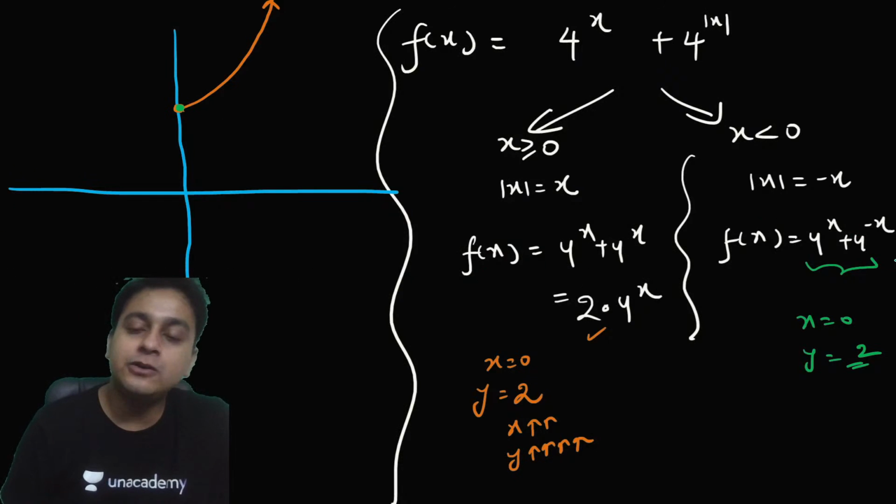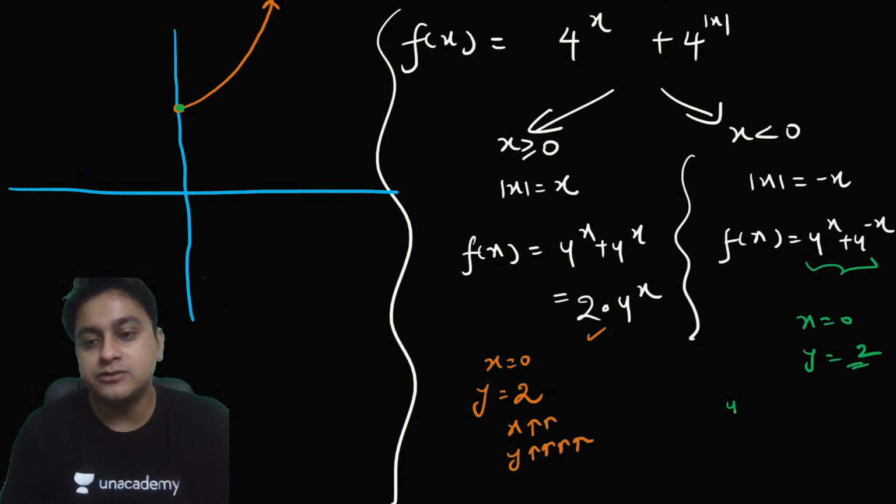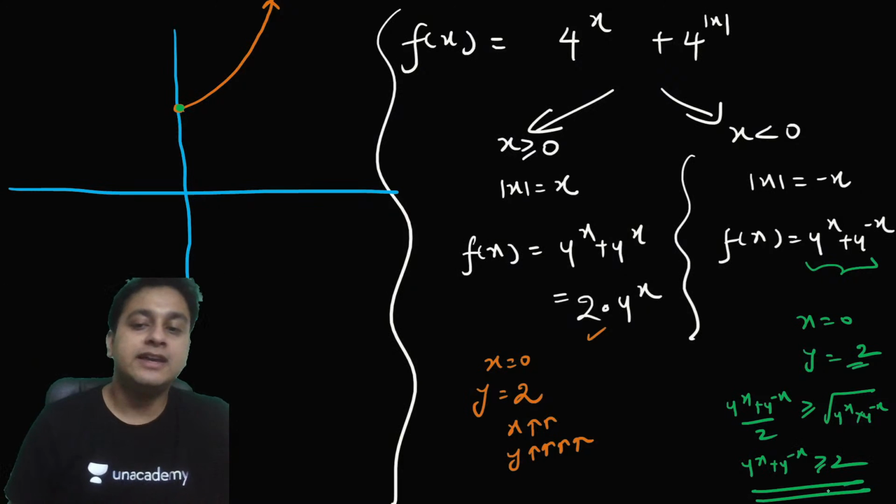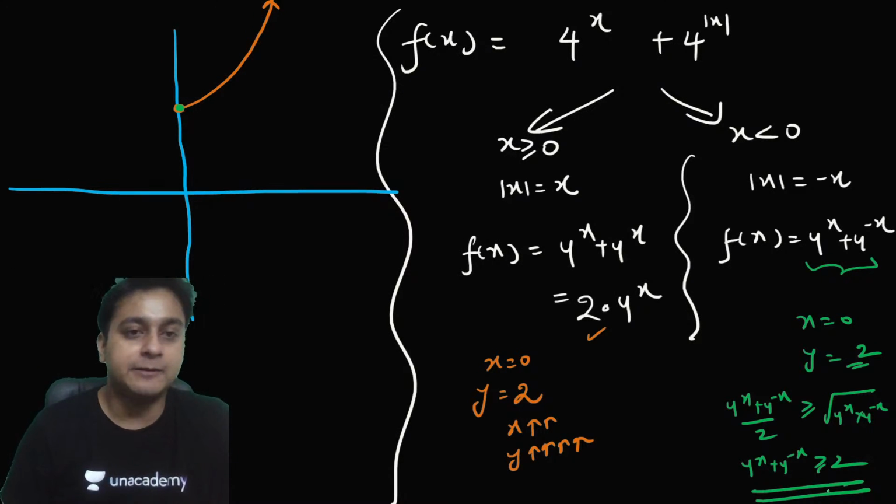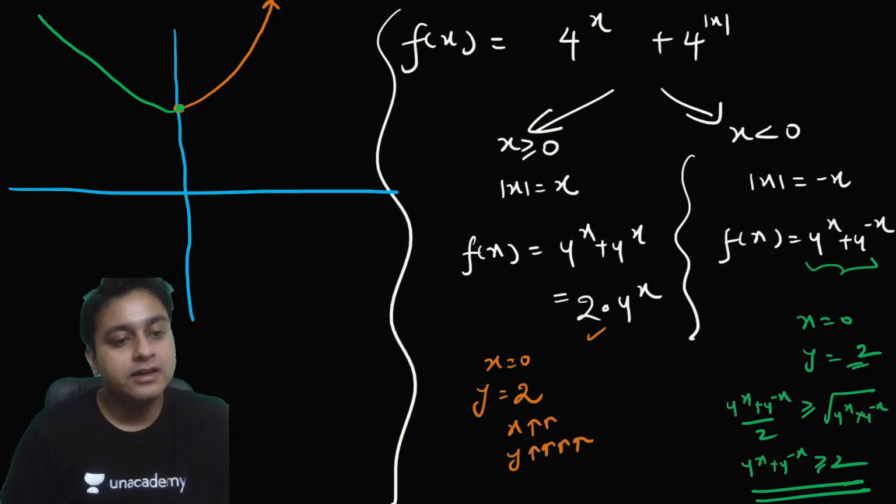And then guys, if you apply AM-GM, (4^x + 4^-x)/2 will always be greater than what? Root of AB, root of 4^x into 4^-x. That means 4^x + 4^-x will always be more than 2, isn't it guys? I had applied AM-GM. So this graph is also actually like this only. It is also an exponential graph, but it is always more than 2. It is also increasing only.